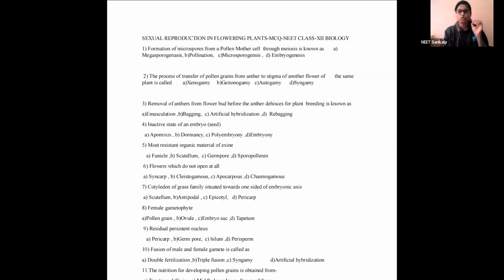Syn means fusion, gamy means gametes. Fusion of gametes is called syngamy. It is not double fertilization. In double fertilization, one male sperm will fuse with the egg, and the other male sperm will fuse with the polar nuclei. That is how the definition goes, and it is called double fertilization. Okay. Next question, 11th question.